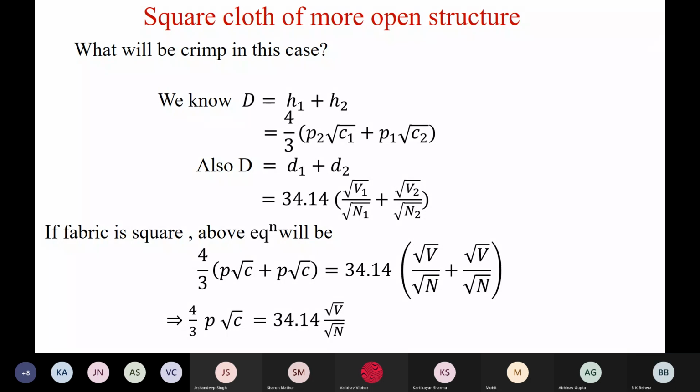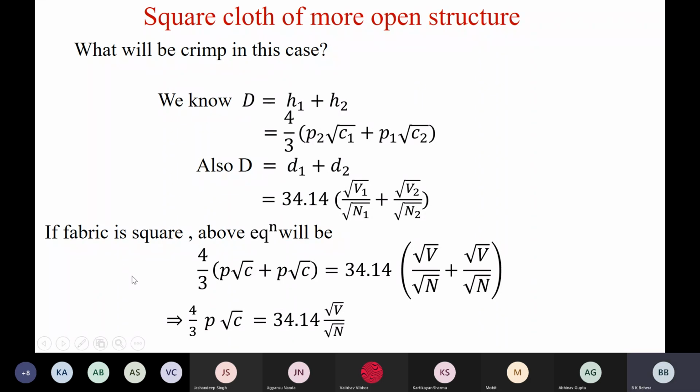Now, a fabric is a square cloth of more open structure, because from the cover point of view there is a classification. When we discuss the cover factor chapter, I will discuss it at that time. Normally, we classify all fabrics into three categories: 0 to 50% covered is a low cover fabric, 50 to 75% is a medium cover fabric, and 75 to 100% is a heavy cover fabric.